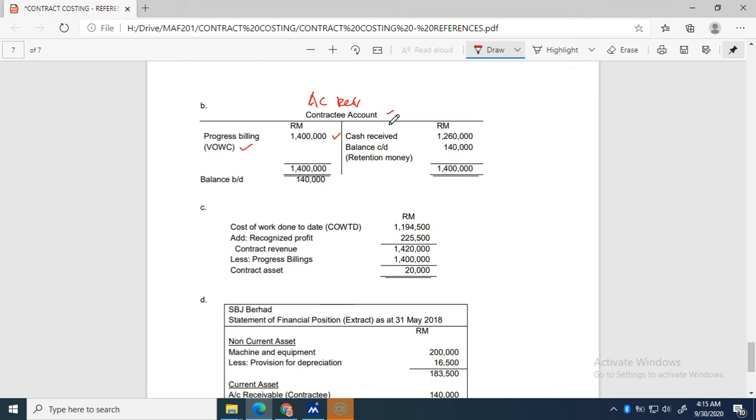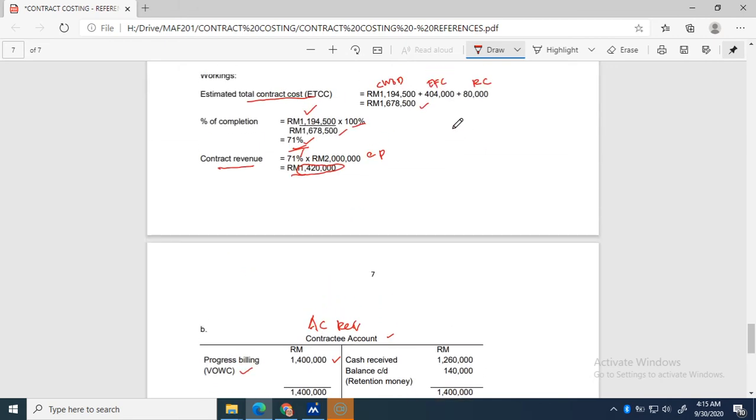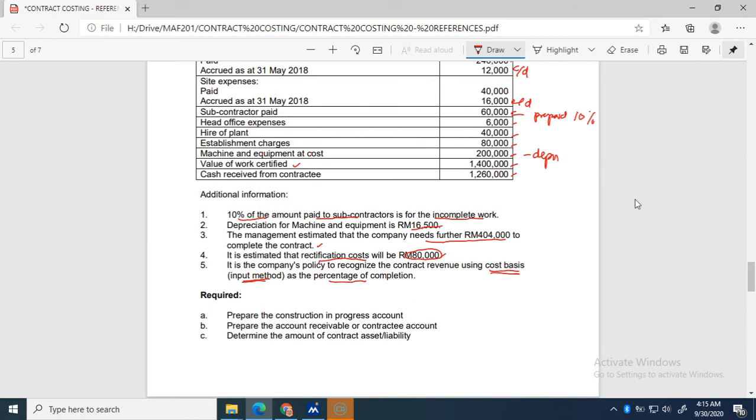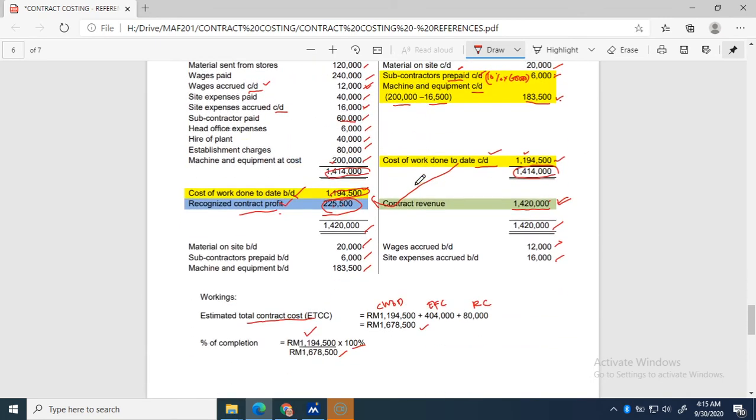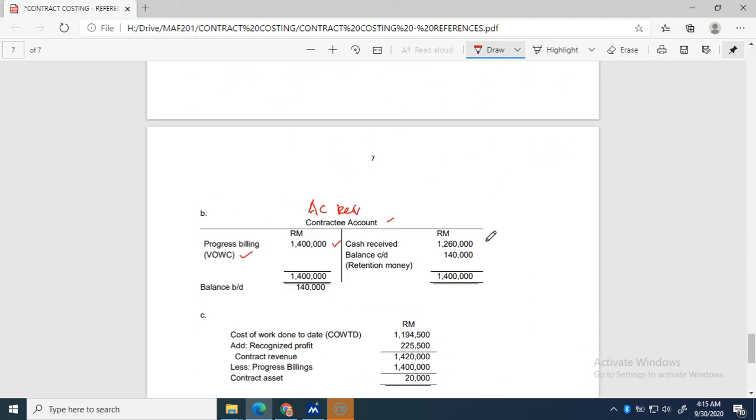And then we have to record the amount that the contractee paid to the contractor. So how much is the amount received from the contractee? 1.26 million. So the contractor will receive, so debit cash, credit accounts receivable or contracting account, 1.26 million. So balance off, you get balance 140,000 credit down. So this is retention money. The retention money will be retained by the contractee until the completion of the project. So this is B, account receivable.